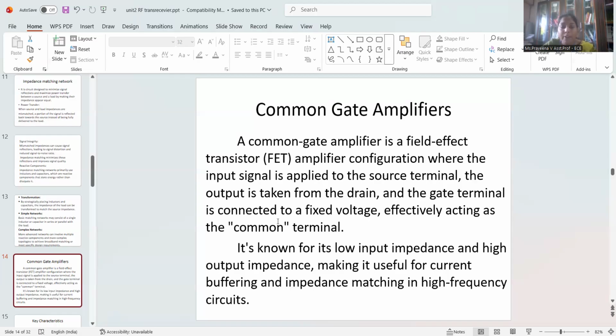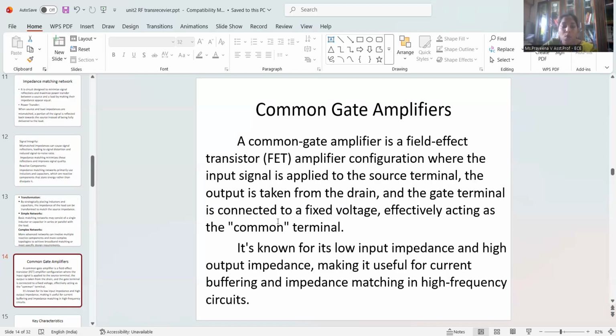Generally, the common gate amplifier is characterized by low input impedance, high output impedance, and excellent high frequency performance. Because of these properties, it is widely used in RF and microwave circuits for impedance matching and current amplification. What is the use of amplifier? It's used to amplify the weak signal. Okay. Let us see the characteristics. It has low input impedance, high output impedance, high voltage gain, and high frequency response.